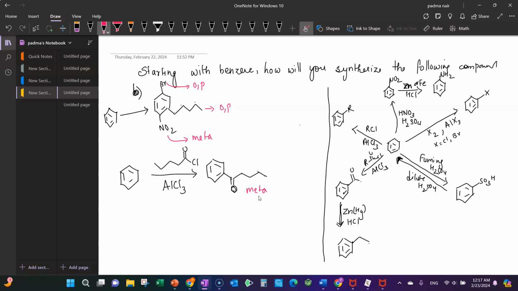So now, since we have an acyl group here, which is a meta director, the next step we can do is bromination, because then we can place the bromine correctly at the meta position with respect to the acyl group. Okay, so we have the intermediate product where Br is here now, and our acyl group is also here.